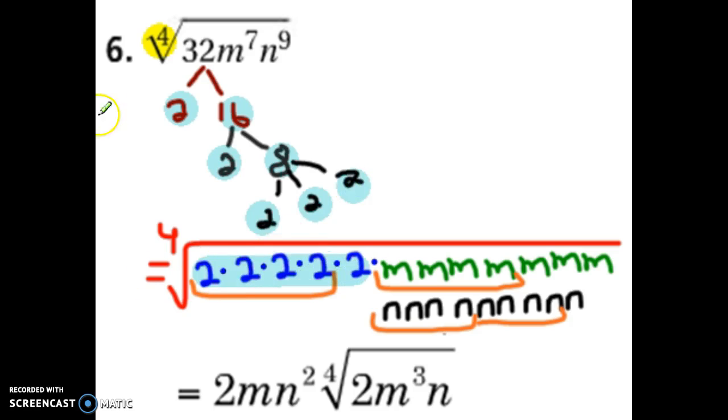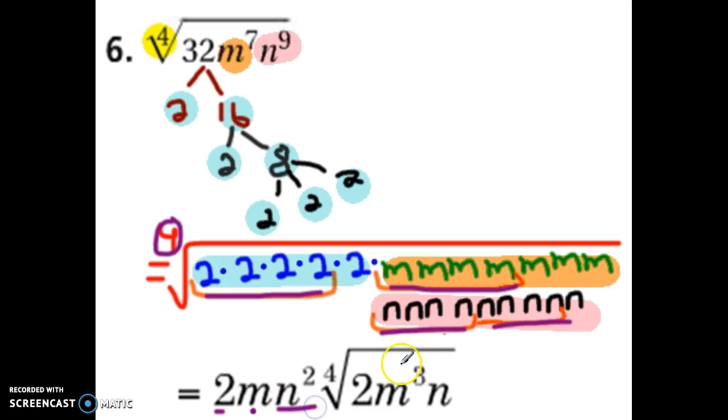I am going to write my m to the 7th in longhand, so there's my m to the 7th. I am going to write n to the 9th, so here's n to the 9th. I hope you're using the shortcut to make this easier. I am looking for sets of 4 to come out, so I have a set of 2's. That's how I got that 2. I have a set of m's. That's how m came out. I have 2 sets of n's. That's how I got n squared.